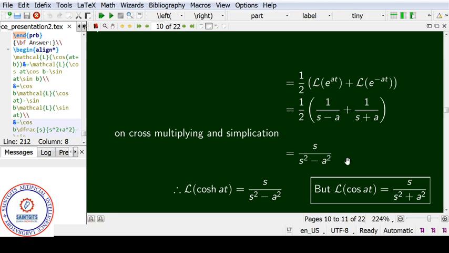Here again we compare Laplace transform of cos h at with Laplace transform of cos at. The only difference is in the denominator. The plus is now become minus. That is, L of cos h at is equal to s by s square minus a square, but L of cos at is s by s square plus a square.